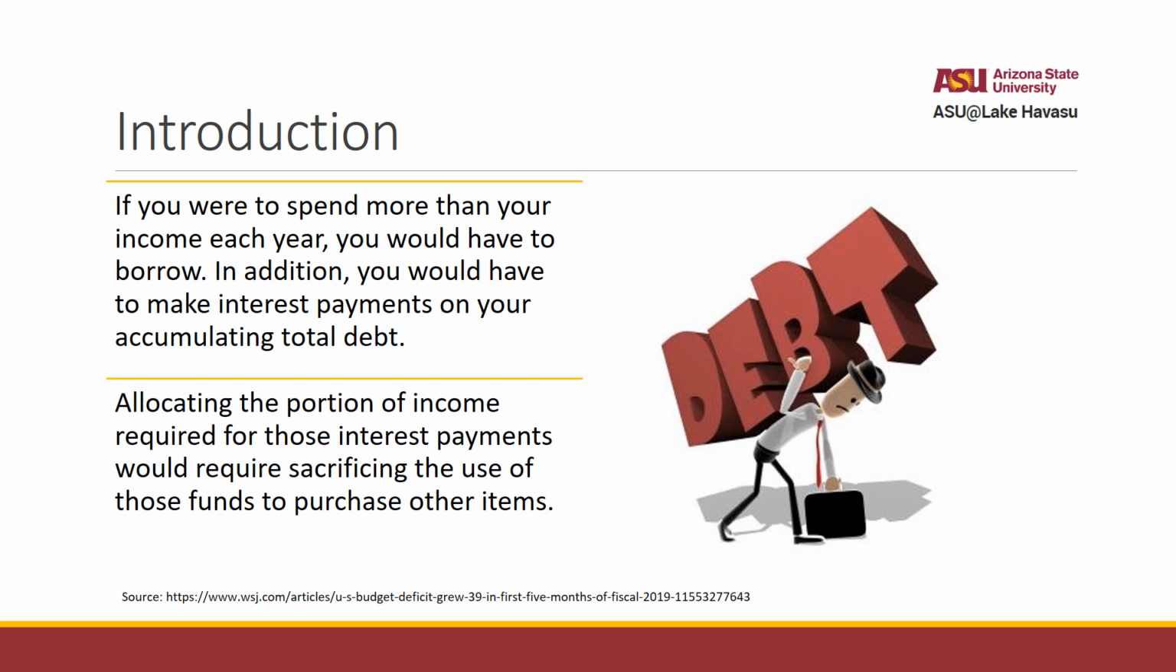So when you have to pay interest on your debt, what are you doing? You are allocating a portion of your income to those interest payments, which requires sacrificing the use of those funds to purchase other items. If there had been no debt, you could have spent your entire income on different goods or services. But since you have borrowed money, you have to pay the interest. You are unable to purchase certain items. You are sacrificing that.